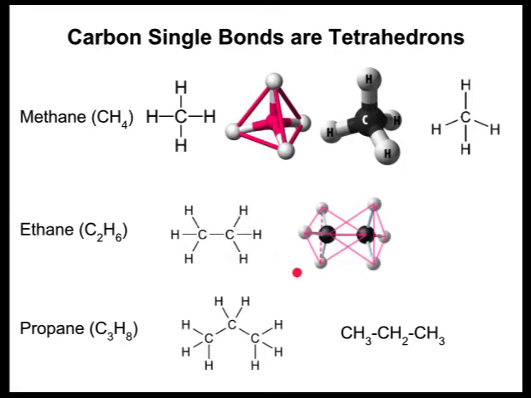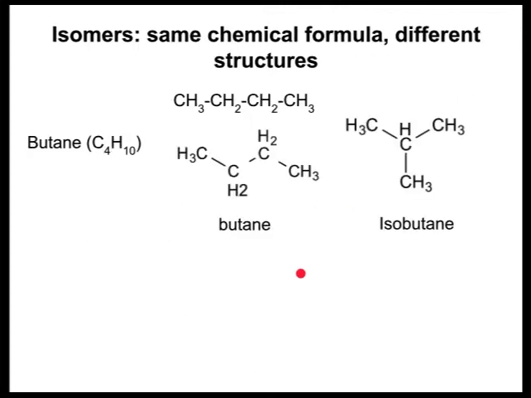Now, something interesting happens when we go to butane. Butane is a four-carbon molecule. Note that here's an example of butane, C4H10. Here it is drawn in a linear array. Here it is once again drawn in a linear array. This time we're trying to capture a little bit that tetrahedral geometry. Here it is drawn in a different way.